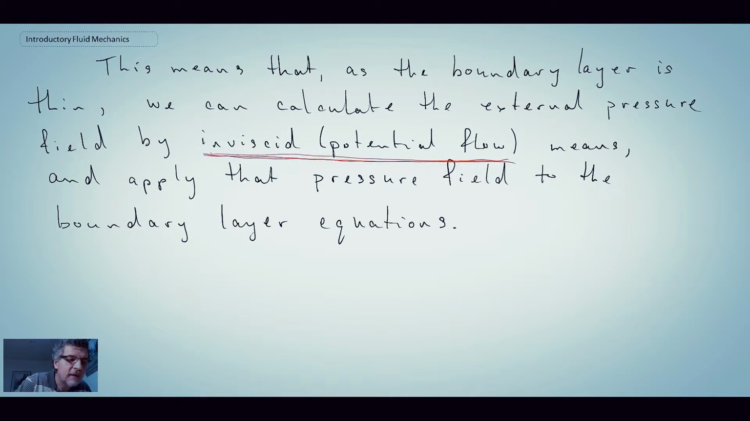But with this, what we can say is potential flow. We could do the potential flow calculations on the outside and then bring that pressure into our boundary layer relations. And if you recall, for potential flow, we had the flow being irrotational.